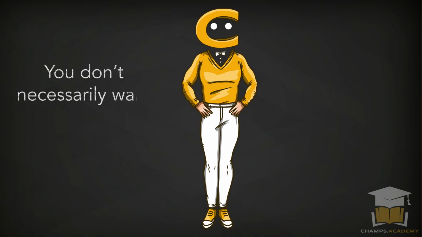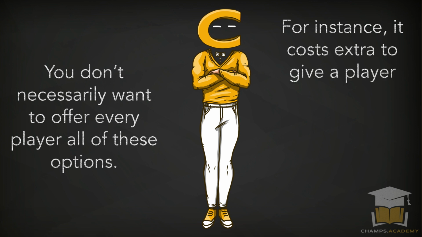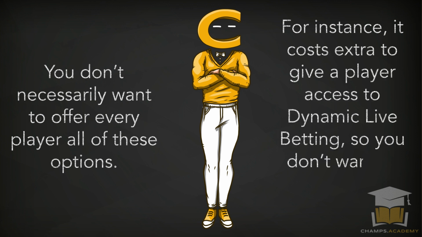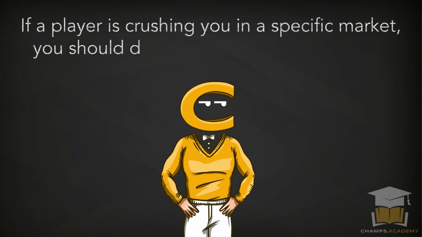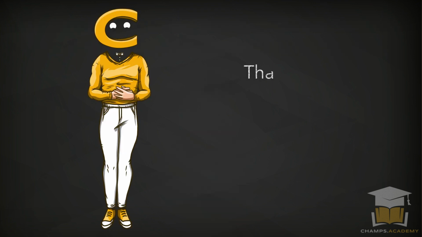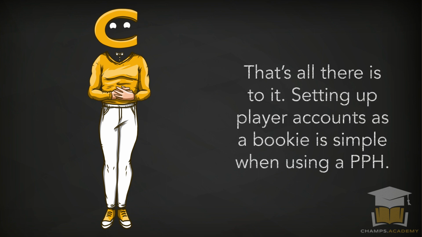You don't necessarily want to offer every player all of those options. For instance, it costs extra to give a player access to dynamic live betting, so you don't want to enable this for every player. If a player is crushing you in a specific market, you should disable that market for them as well. That's all there is to it. Setting up player accounts as a bookie is simple when using a PPH. That's it for this lesson.